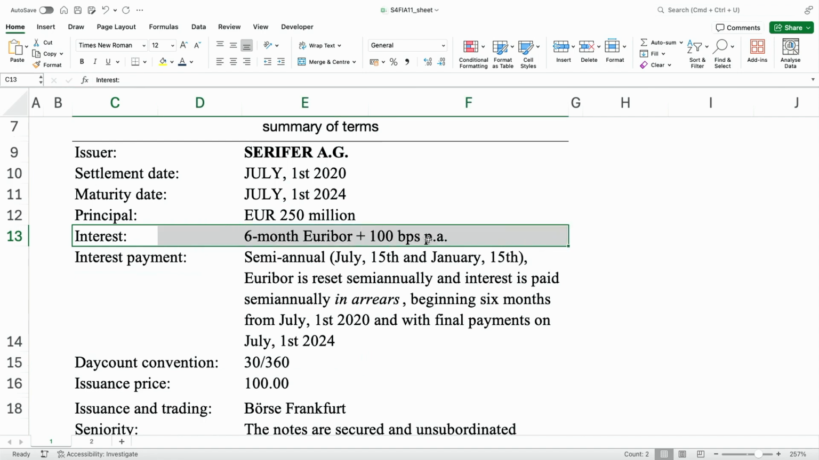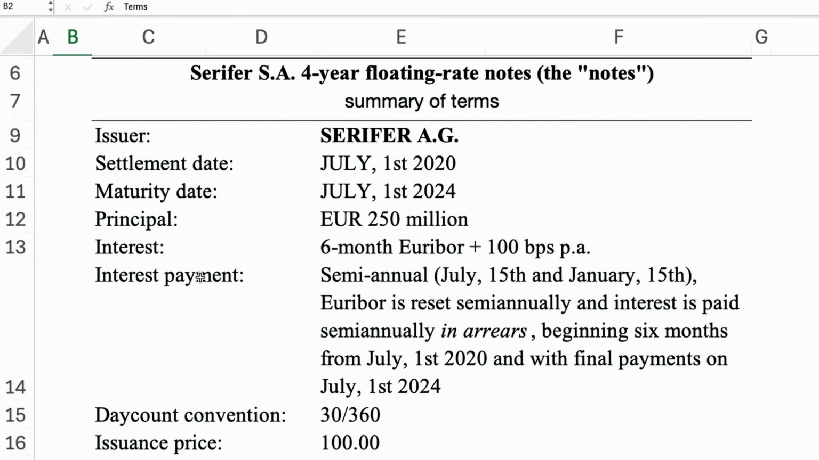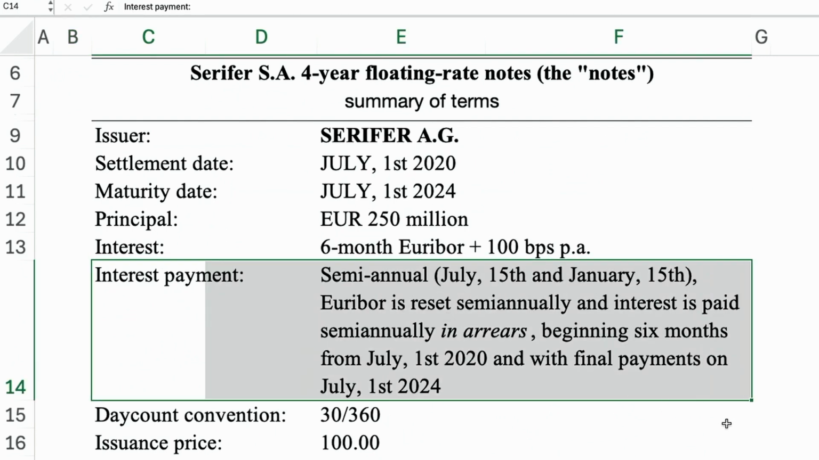Let's have a look at this summary about the Serifer's floating rate note issue. Note how interest is stated: 6-month Euribor plus 100 basis points per annum. The market reference rate, in this case Euribor, is usually a short-term money market rate, and normally the interest payment is made at the end of the period, whereas the reference rate is set at the beginning of the period.